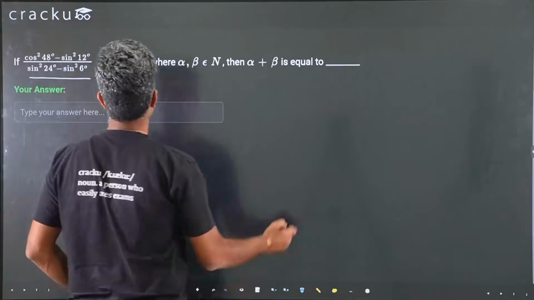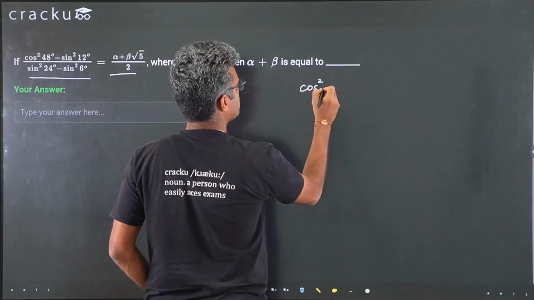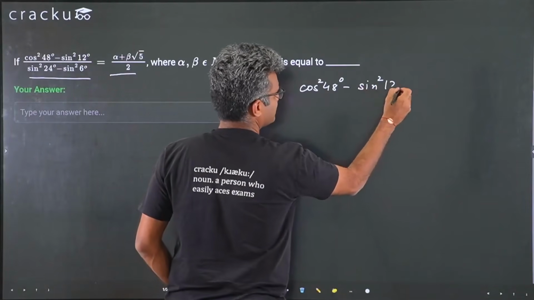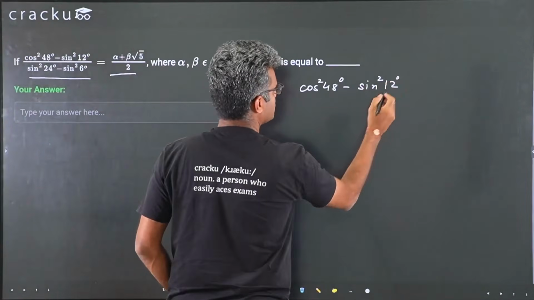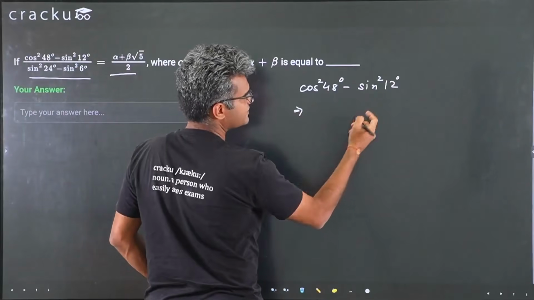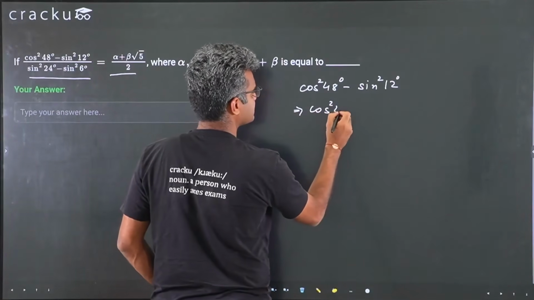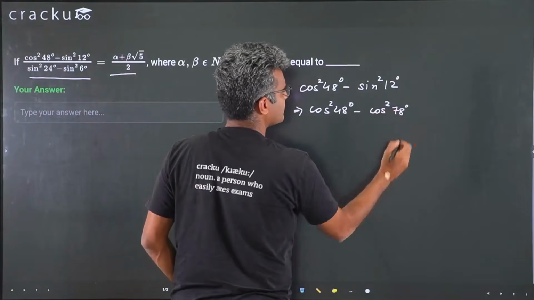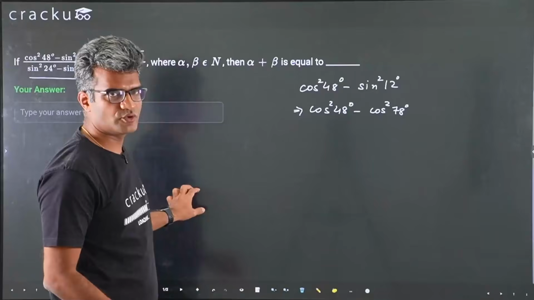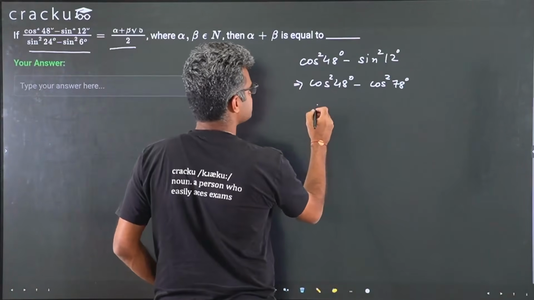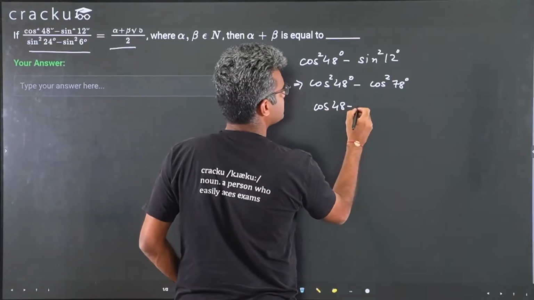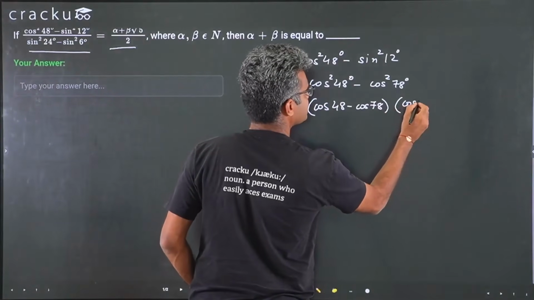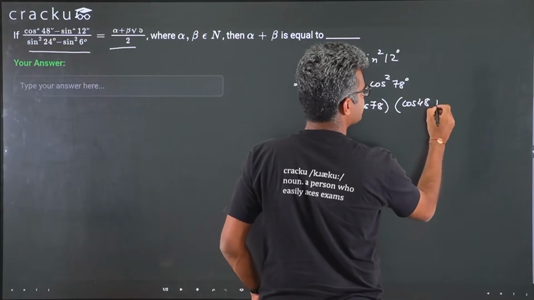If you are looking at the numerator, cos square 48 degrees minus sin square 12 degrees, we would want both of them to be either cos or sin. So let us modify sin square 12 as cos square 78. This is of the form a square minus b square, which is equal to (a minus b) into (a plus b). So this is (cos 48 minus cos 78) into (cos 48 plus cos 78).